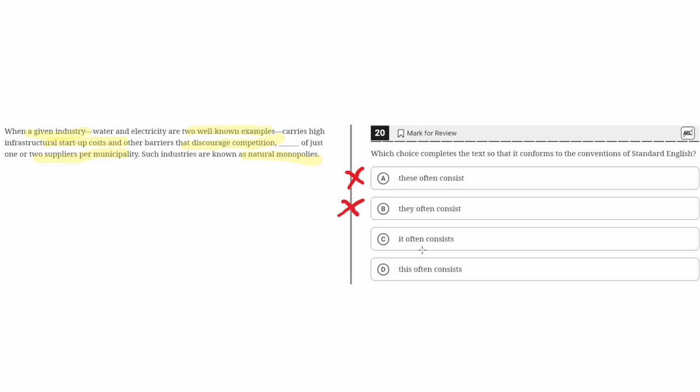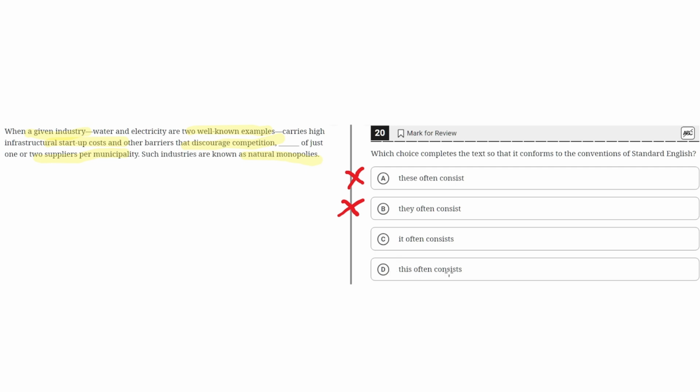C. It often consists. This seems to be the correct answer because it is a singular antecedent, and this would match the singular subject in the sentence, and this would furthermore make sense if we were to plug this into the sentence and read it. So it would say when a given industry carries high infrastructure, it often consists of just one or two suppliers per municipality. So this sounds right, therefore C seems to be the correct answer.